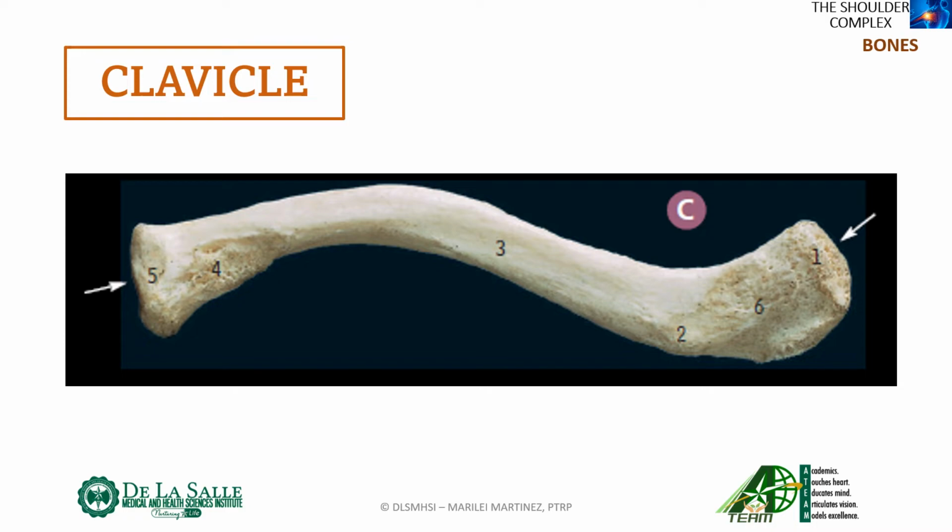Next, we have the clavicle. So one function of the clavicle is that it transmits forces from the upper limb to the trunk. And actually, we can associate that with one of the reasons why the clavicle is the most commonly fractured bone in the body.